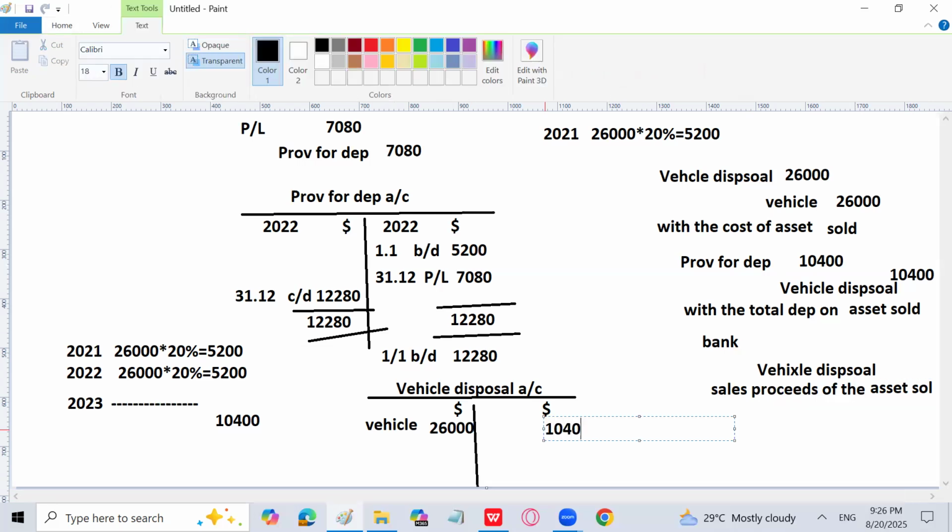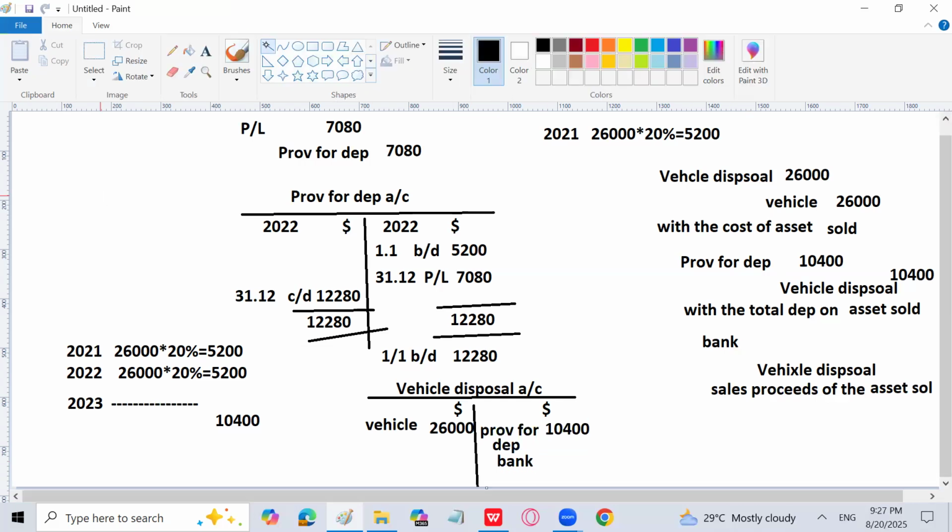10,400 से. इसकी वजह से, because of provision for depreciation, which is total depreciation on the asset sold. So that is 10,400. Next entry we pass is bank to asset disposal account. So vehicle disposal account credit over because of bank, but we don't know the amount. We are not familiar with the amount of that particular bank. Now remember, if credit side is heavier, we are going to have a profit, and if debit side is heavier, we are going to have a loss.